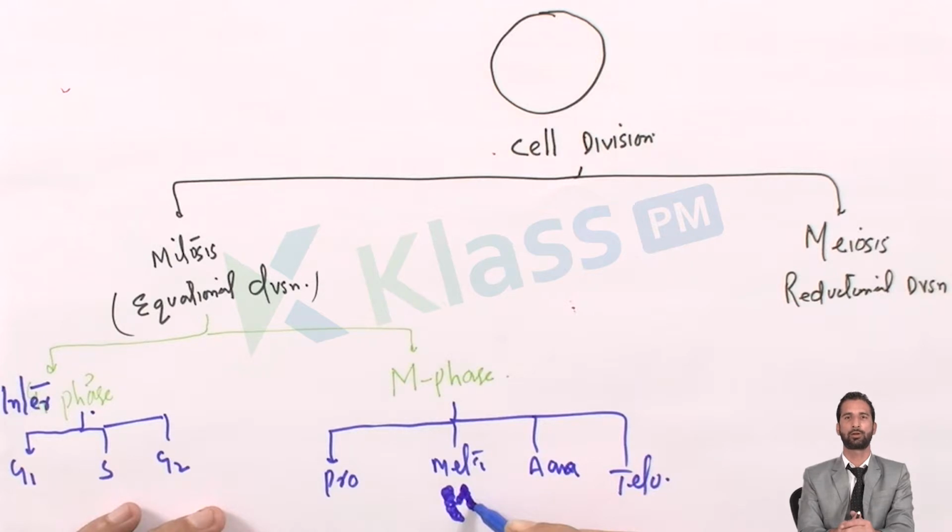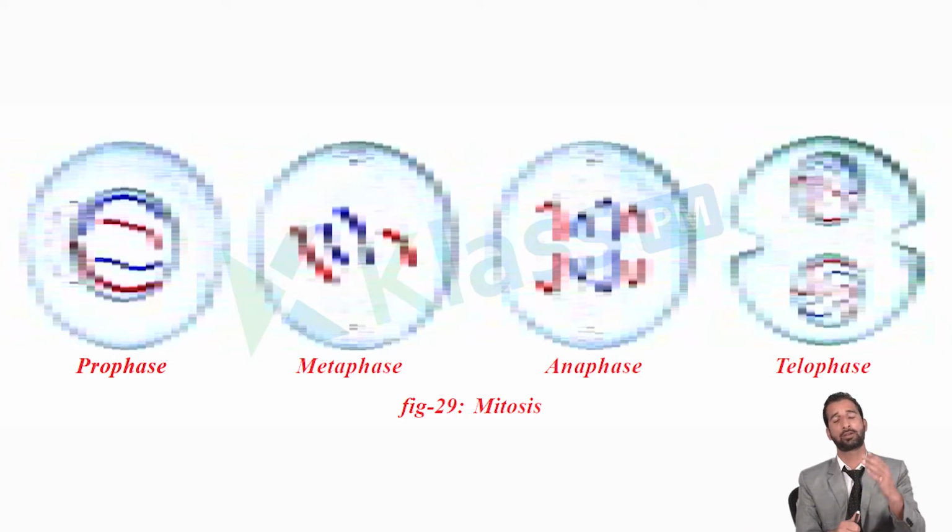So firstly, we will go chronologically. Cell division is of two types, one is mitosis and one is meiosis. Mitosis is also called equational division. It means that whatever amount of DNA is present in the parent cell, the same amount of DNA is transferred to the daughter cells when the parent cell divides. It means the DNA is replicated and equally separated into the daughter cells.